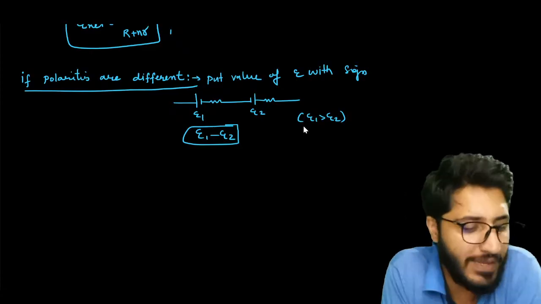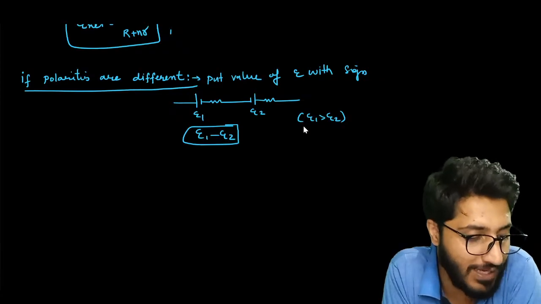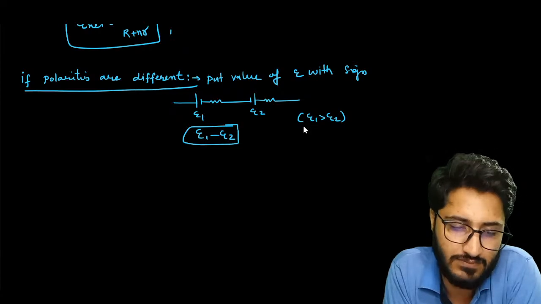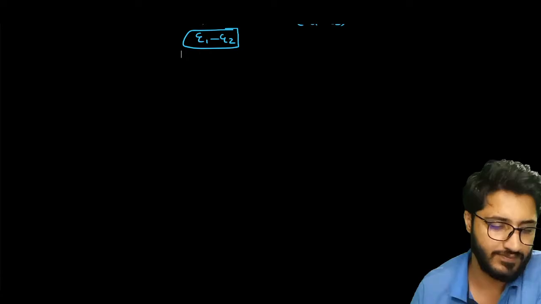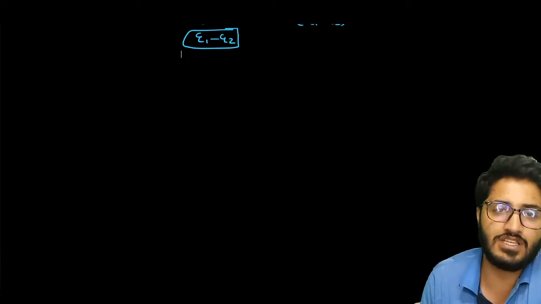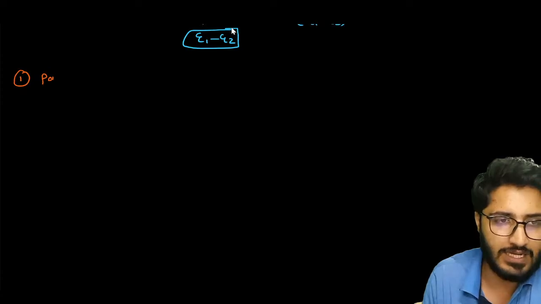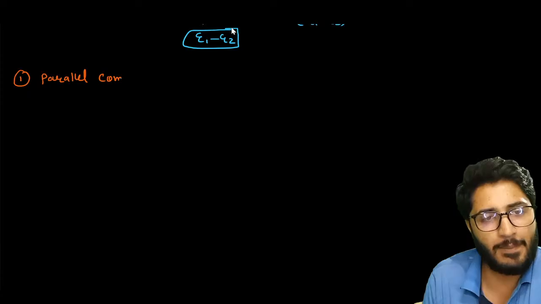You can write E by R only in case my capital R is 0. If capital R is 0, then you can write E by R only. Now we have some cases. The first case is known as parallel combination. We are having parallel combination.